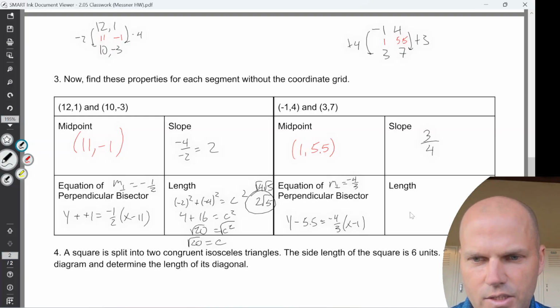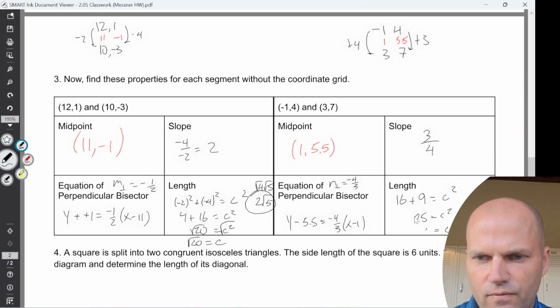And my length, a squared plus b squared, horizontal length squared, equals c squared. 25 equals c squared. We should see that 5 again. 3, 4, 5.